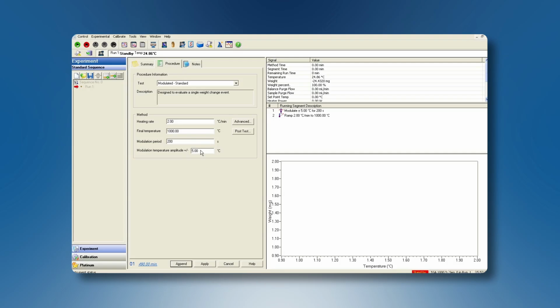Once you have set up your experiment, you are ready to go. You can load your sample and press start. When you are performing a modulated TGA experiment, the instrument will apply a temperature profile which is the superposition of a linear ramp and a sinusoidally oscillating temperature.